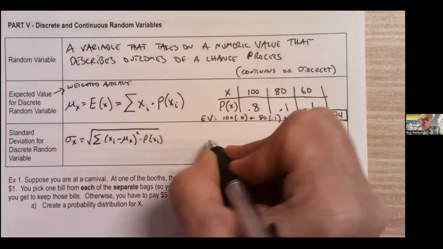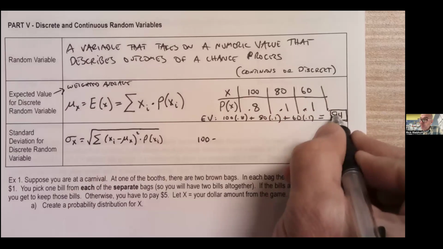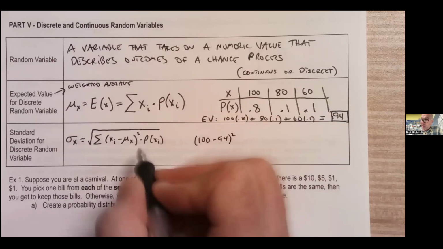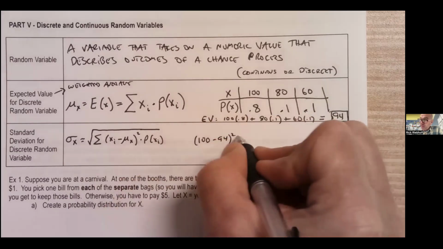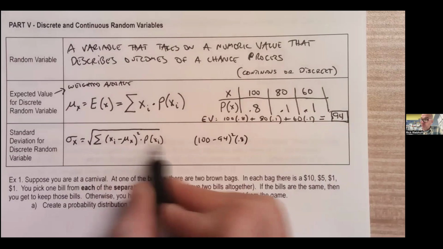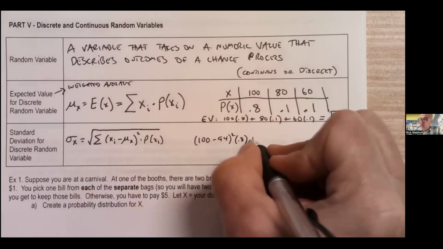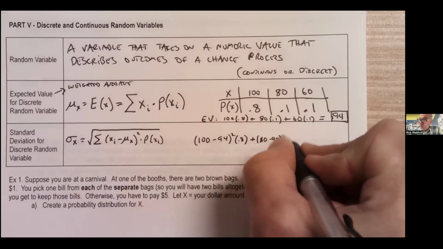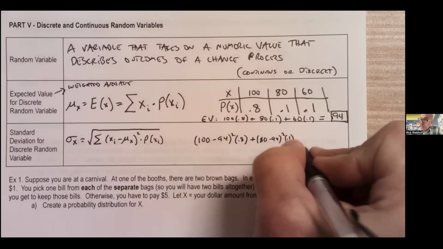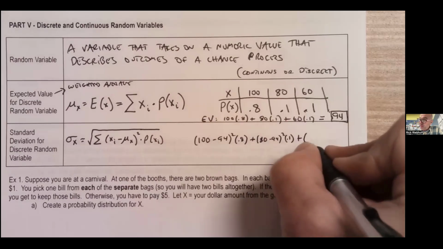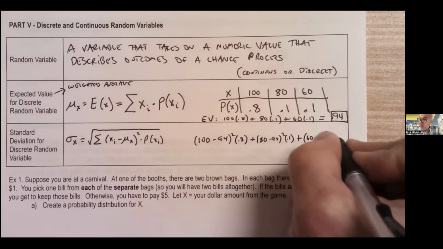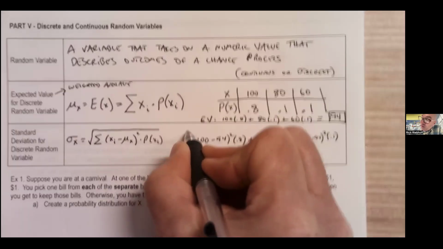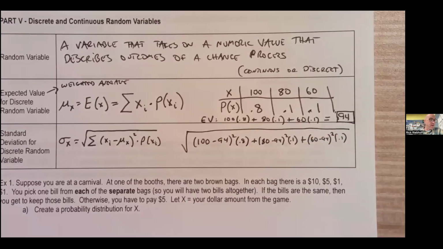So the outcome is 100 minus the expected, and we are going to put it in parentheses and square it, and then we're going to multiply that by 0.8, and that's the first one. This is a sum, so I'm going to do it again for the next one. It's going to be (80 minus 94) squared times 0.1. And I'm going to do it for the third one. So that's going to be (60 minus 94) squared times 0.1. Right? And I'm going to square root that whole big thing.